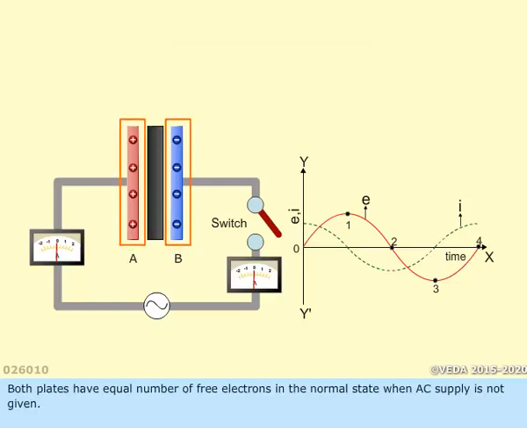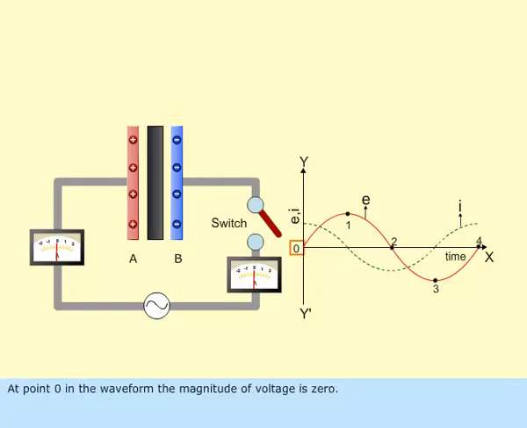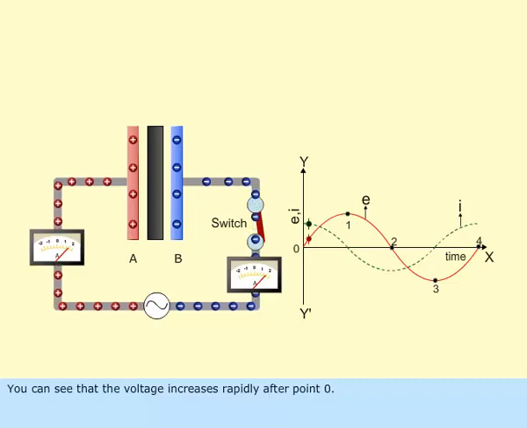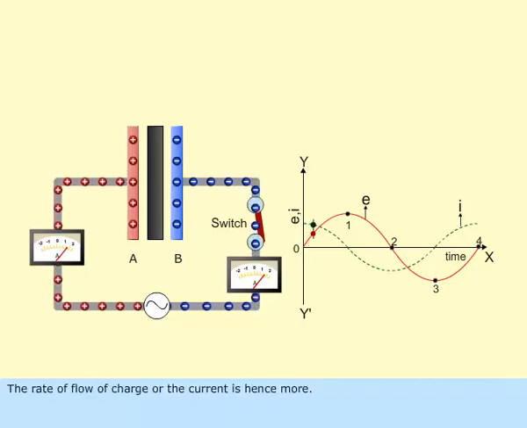Both plates have an equal number of free electrons in the normal state, when the AC supply is not given. At point 0 in the waveform, the magnitude of voltage is 0. Close the switch. You can see that the voltage increases rapidly after point 0. The rate of flow of charge, or the current, is hence more.